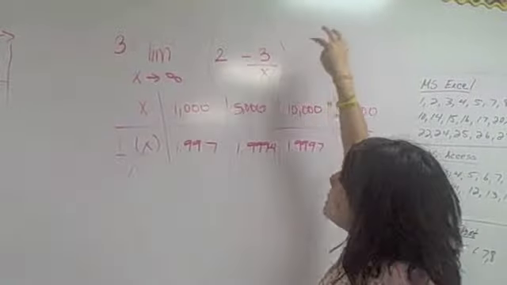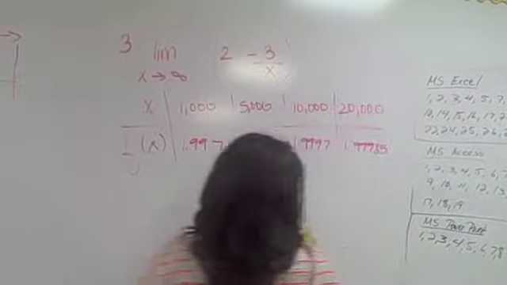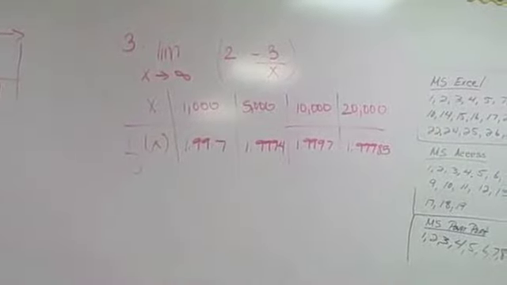On problem number 3, you told me that the limit was at infinity. Our problem was 2 minus 3 divided by x. Using the numerical way to solve the problem, where did I put that marker?